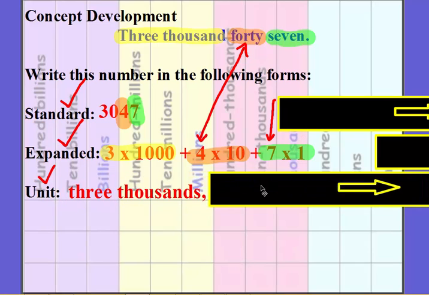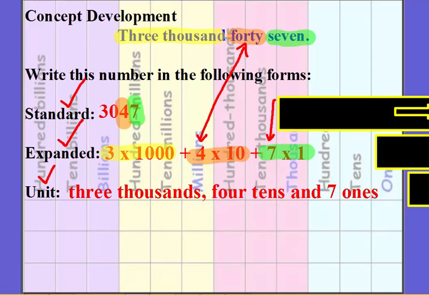Okay, now my unit, I'm just restating these. So here, how many thousands did I have? Well, I had 3 thousands. My next one, how many tens did I have? Well, I had 4 tens. And here, how many ones did I have? Well, I had 7 ones. So these are my forms. Standard is how I normally write it. Expanded, I'm using multiplication to show its place value. And my unit is I'm writing out my expanded form, but with words.